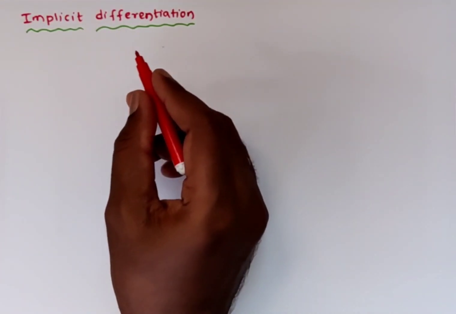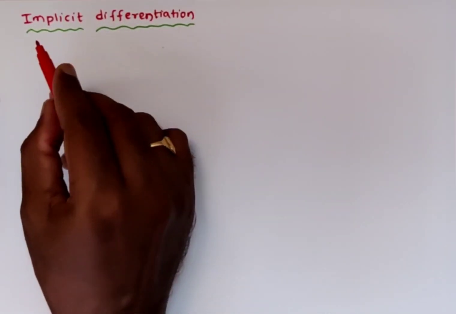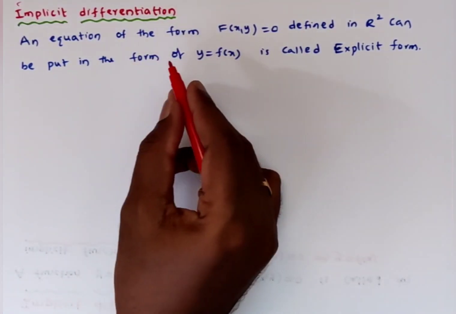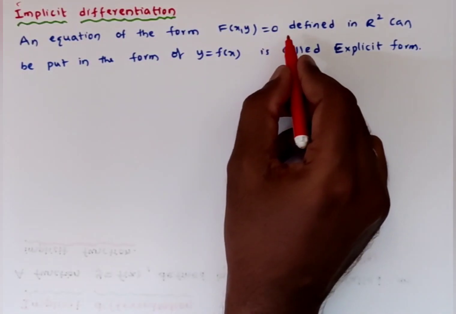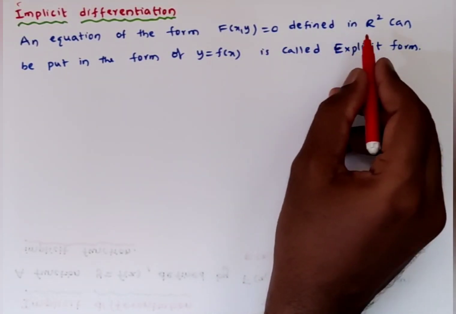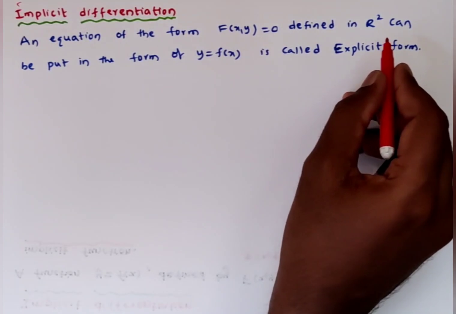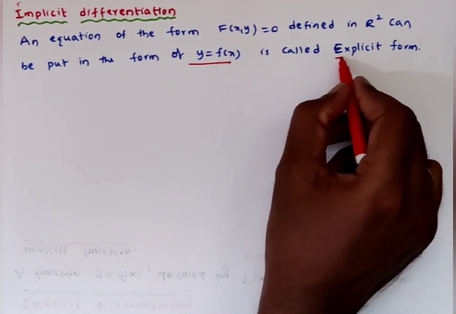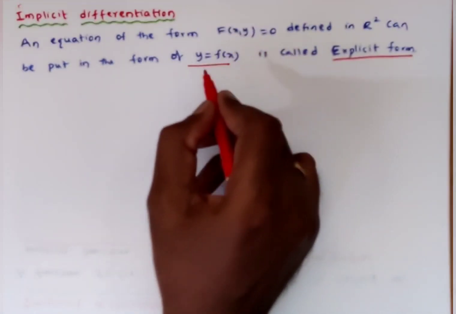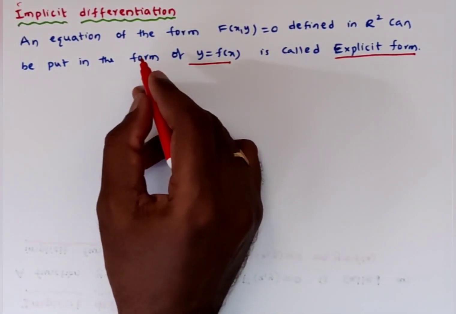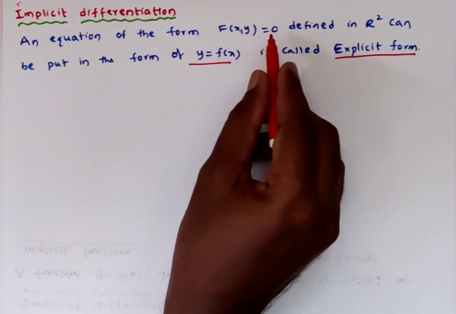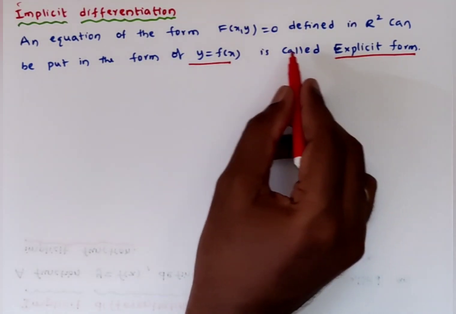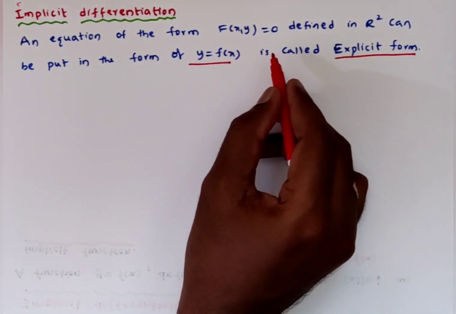So the next method of differentiation is implicit differentiation. An equation of the form f of x comma y equal to 0, which is defined in R square or the xy plane, that can be put in the form of y equal to f of x is known as explicit form. Otherwise it is implicit form. So f of x comma y equal to 0 can be expressed as y equal to f of x is explicit, otherwise implicit, right?